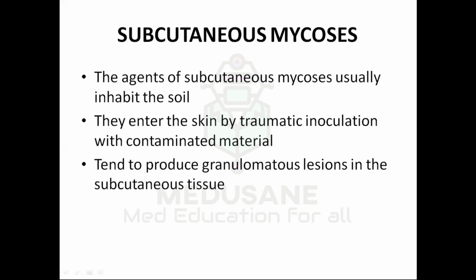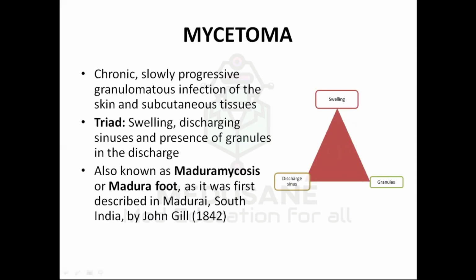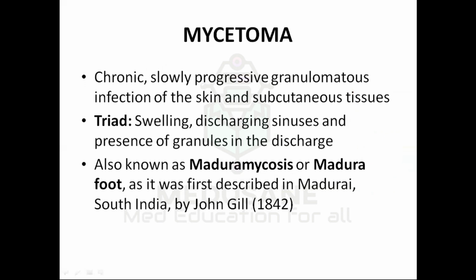So under the subcutaneous mycosis, the important one is mycetoma. What is mycetoma? It is a very, very important topic. It causes chronic, slowly progressive granulomatous infection in the skin and the subcutaneous tissue, and it forms a triad of the infection. What does that mean? It forms a swelling, and the patient will have a discharging sinus. In the discharging sinus, there will be presence of granules. This mycetoma is also called Madura mycosis or Madura foot. Why? Because it was first described in Madurai, South India by John Gill in 1842. Okay.